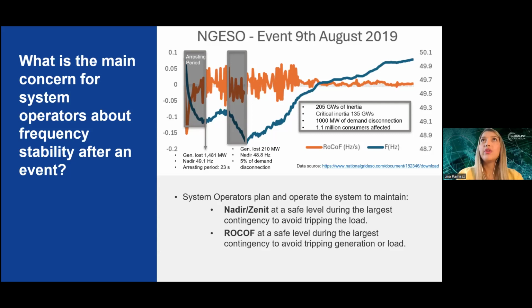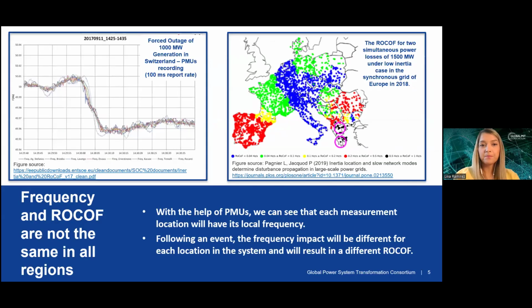Also, it's not only regarding nadir. As we know, we need to consider also a critical rate of change of frequency curve, because in some systems we have protections or some generators that could trip if we have a critical rate of change in the system. So there is another main point that system operators are considering: to maintain that curve at a safe level during the largest contingency, to avoid tripping generation or load that can also create a bigger event.